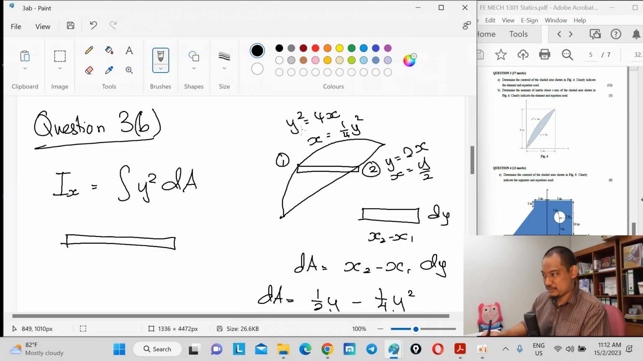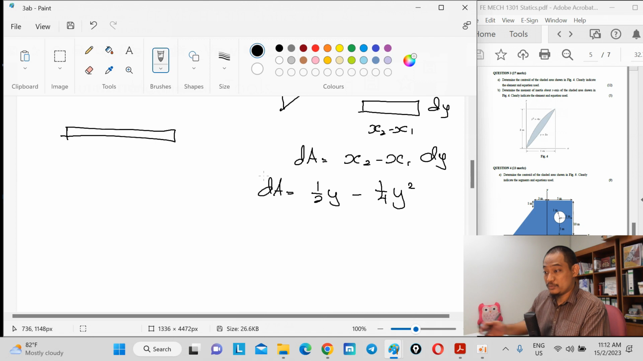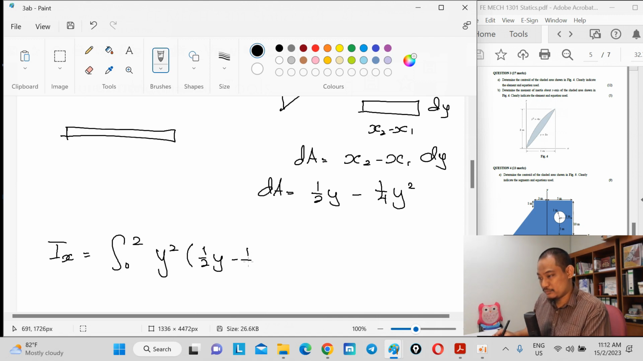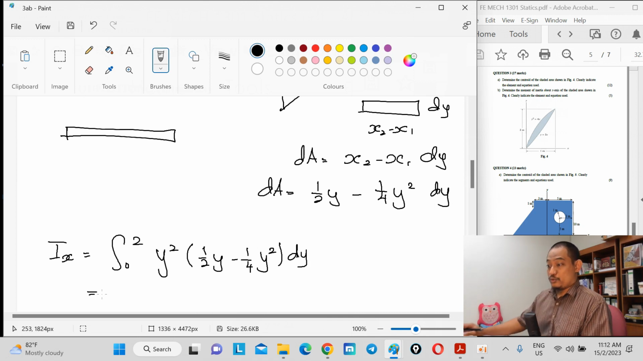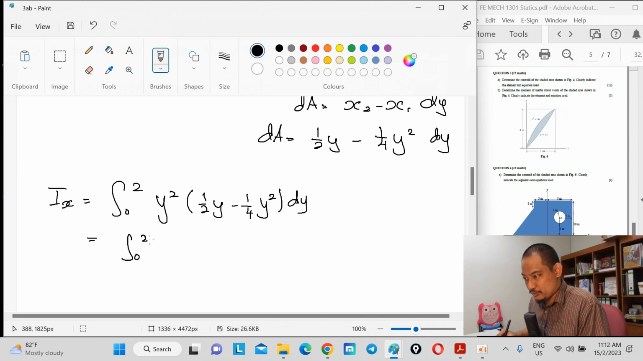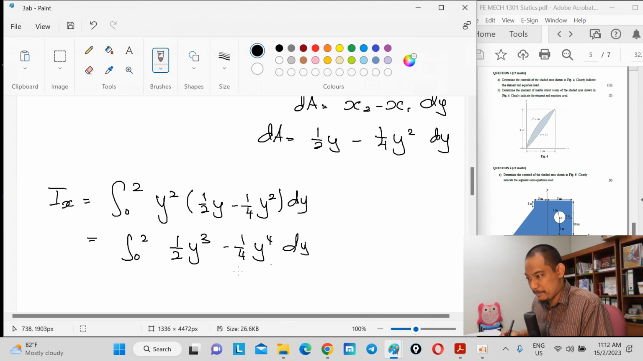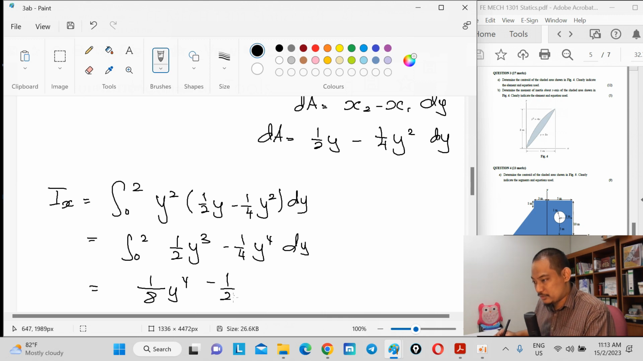Alright, so we have dA. Now the integration is from 0 to 2, right? Because of that. Okay, so Ix equals integration from 0 to 2 of y squared times (1 over 2 y minus 1 over 4 y squared) dy, right? So integration from 0 to 2 of 1 over 2 y cubed minus 1 over 4 y to the power 4 dy, which is 1 over 8 y to the power 4 minus 1 over 20 y to the power 5, from 0 to 2.